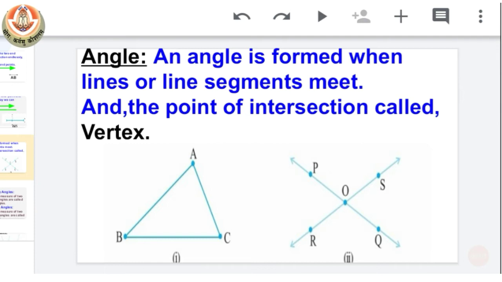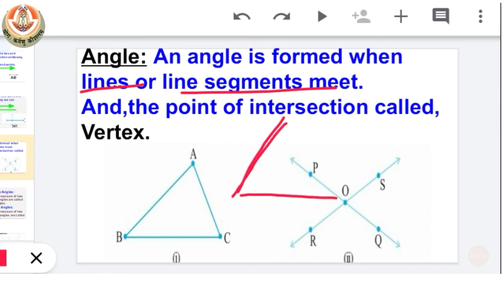Now our next topic is angle. So let's first define what is an angle. An angle is formed when lines or line segments meet. Now what does that mean? Suppose we have two line segments and we meet them in such a way that we have an angle in between them.